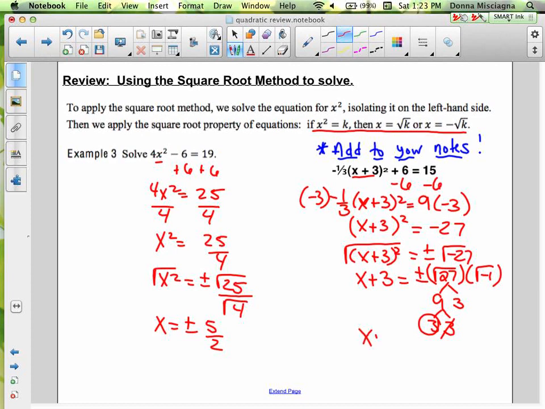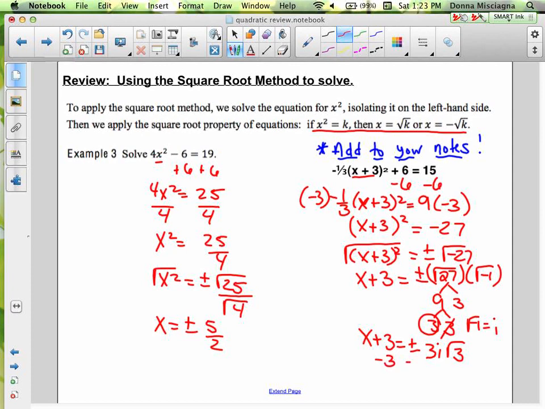So we have x plus 3 is equal to plus or minus 3 square root of 3. Now before I write that, let's deal with the square root of negative 1. Remember, the square root of negative 1 is i. That allows us to solve when we have a negative. We have to take a square root of a negative, and we can still solve. So now it's going to be 3i square root of 3. Make sure the coefficient and the i go in front of the radical. Otherwise, it has a tendency to look like it's under the radical.